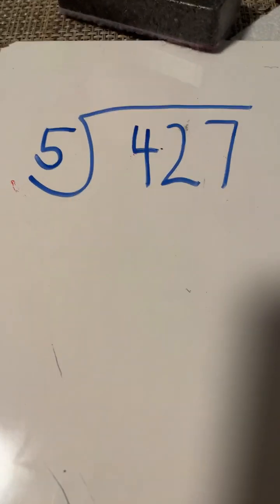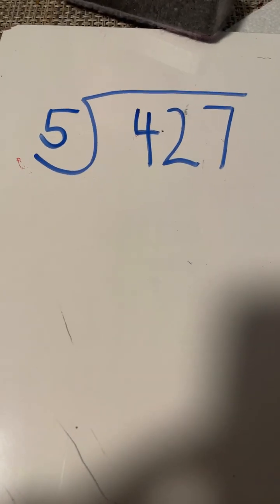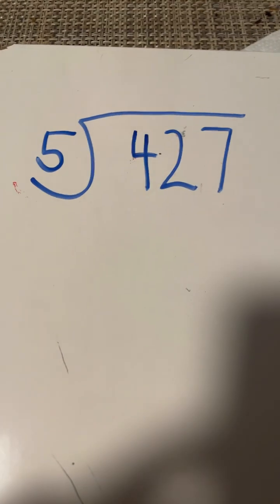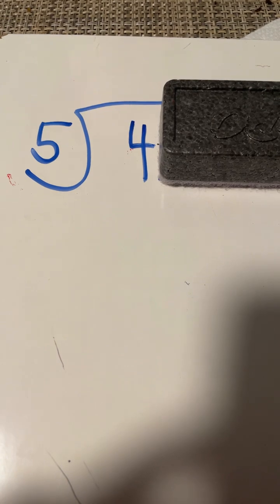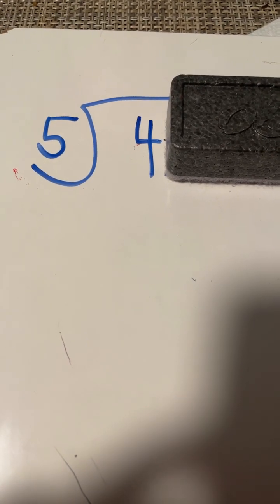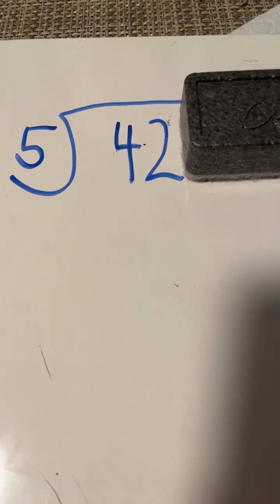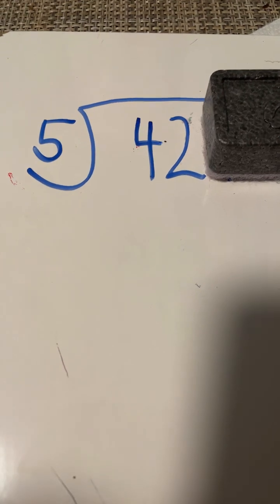So again, first step, we want to divide by the smallest number possible. And the rule is that the digit inside the square has got to be bigger than the digit outside the square. So looking at it, 4 is too small. We can't do 4 divided by 5. 5 is bigger than 4. That doesn't work. 42 is not too small. So we're going to start out doing 42 divided by 5.